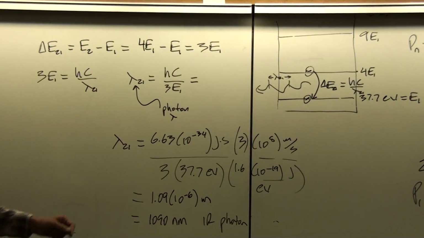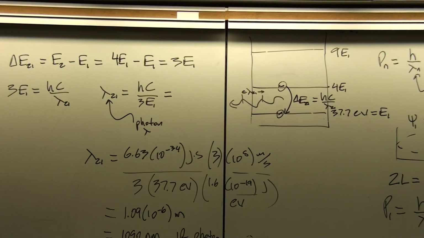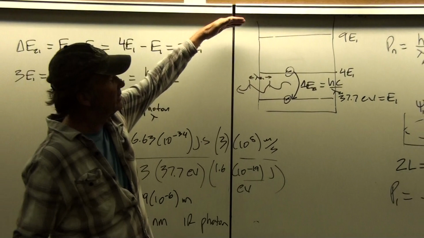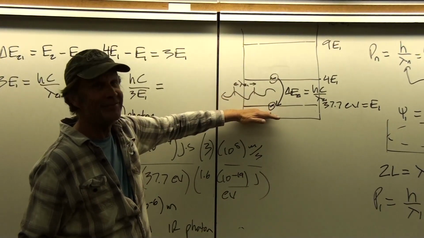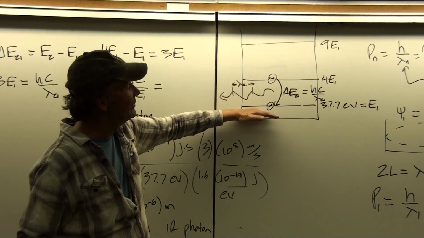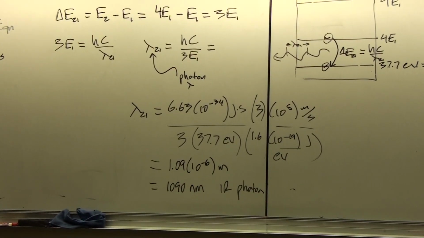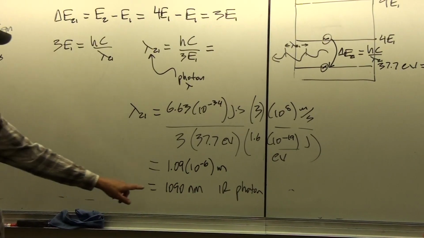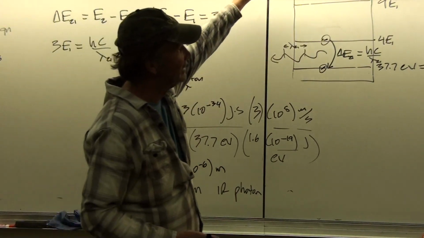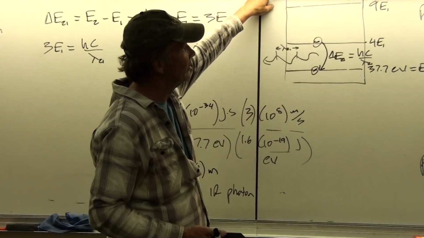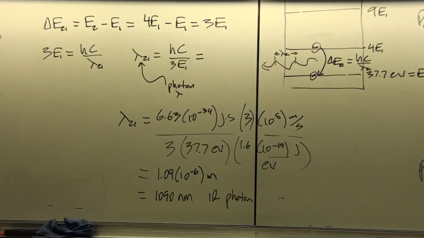You could certainly get higher energy photons that might even be in the visible part of the spectrum by going from higher transitions. Maybe 16E1 to E1 would be 15E1 instead of 3E1. That would give us 5 times more energy and 1/5 of the wavelength. So that would put this into the visible range. So something that were to decay from 16E1, or the 4th energy state, down to the first one, would be a visible photon.